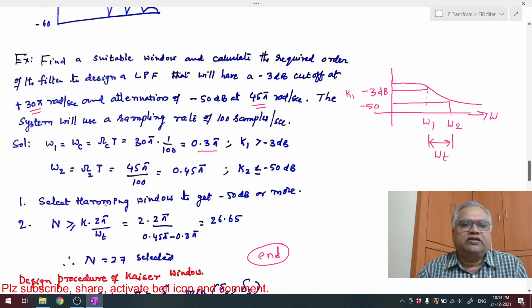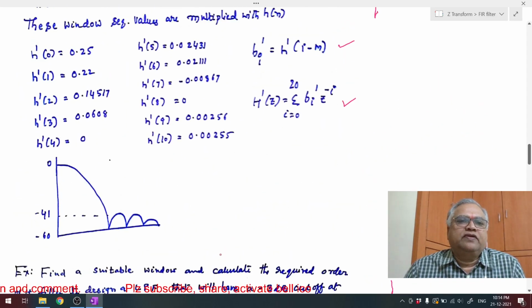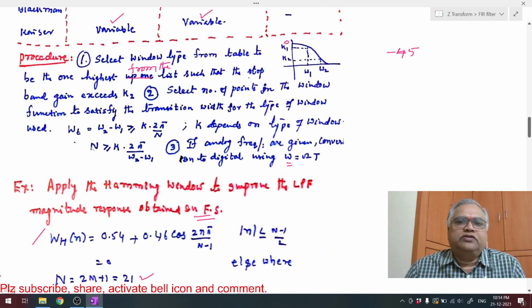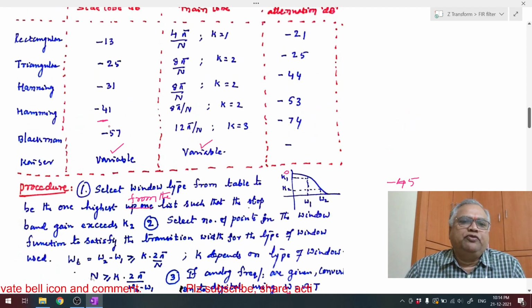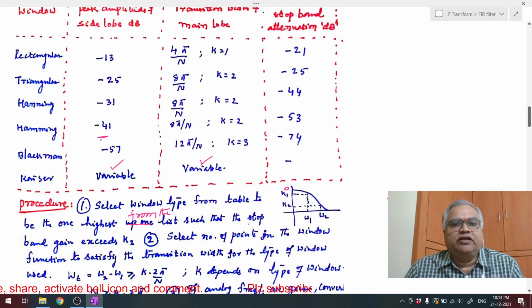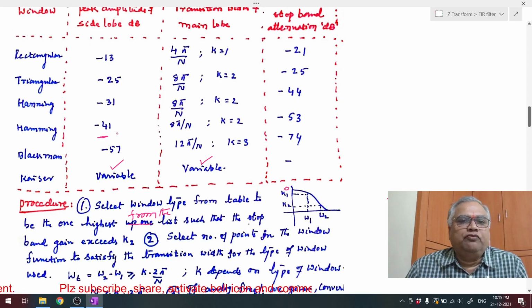So what is the first step? Select the Hamming window to get minus 50 dB. What is our requirement? Minus 50. With the help of this table, we have to decide. Minus 50 we want, so what do we have to select? The Hamming window will give better than minus 50.